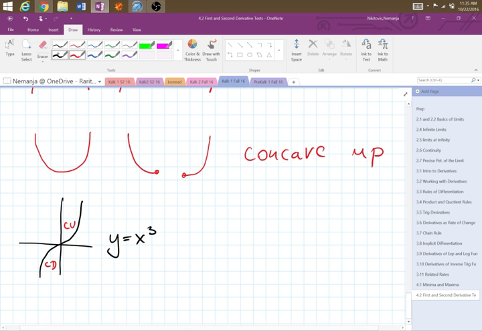Now we can prove this. The first derivative f prime of x is 3x squared, and then the one we need, which is the second derivative, is 6x. Set that equal to 0. There's your x equals 0, which leads to (0, 0) as the inflection point.